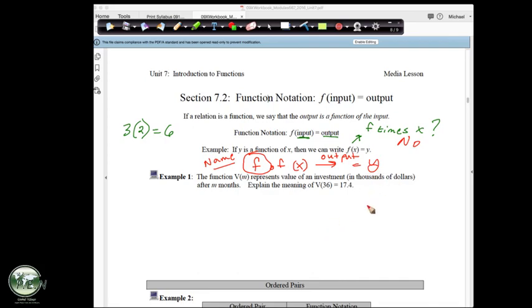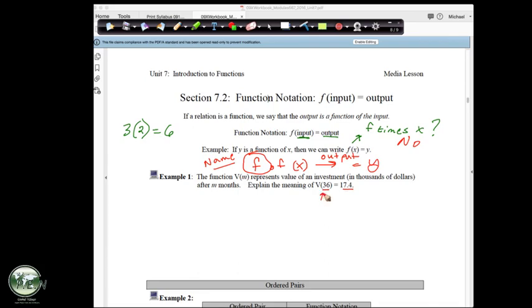So here's another word used for the input. The input is always in the parentheses. The output doesn't have parentheses, it's out of the parentheses, okay? So I'm kind of jumping around a little bit, but I want to just jump to it. So this is some function v of 36, not v times 36. So v of 36 equals 17.4.